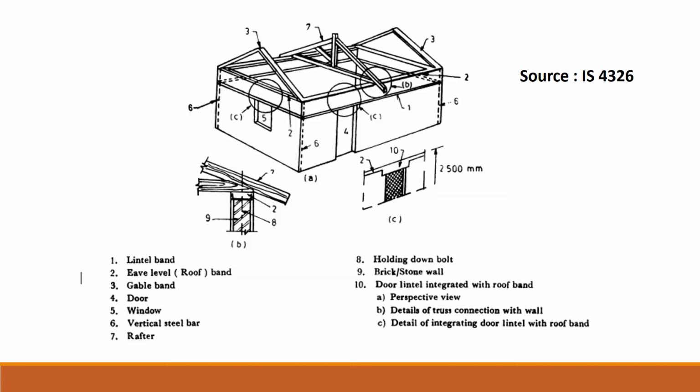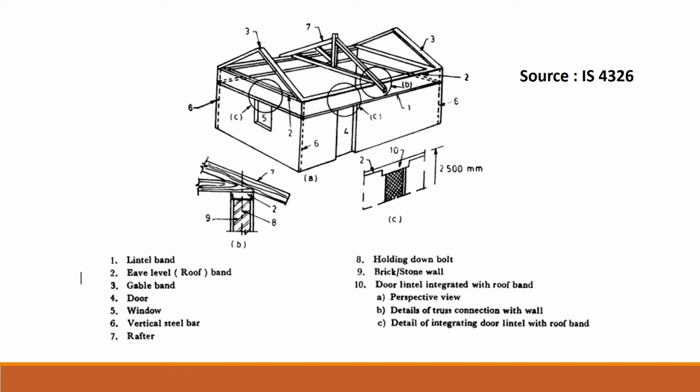Now, if the roof is pitched and not flat, then apart from the other bands, a roof band or an eave level band is provided, as can be seen at 2. This is taken from IS 4326. Further, there is a gable band, as can be seen at 3. Now this band is provided in the masonry between the rafters of the roof and the masonry construction, which is provided in the triangular portion of the gable.